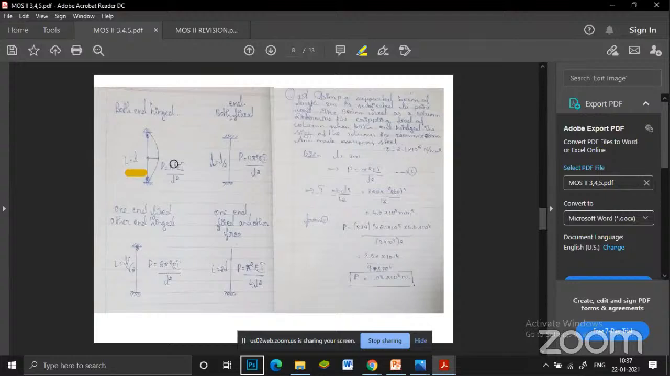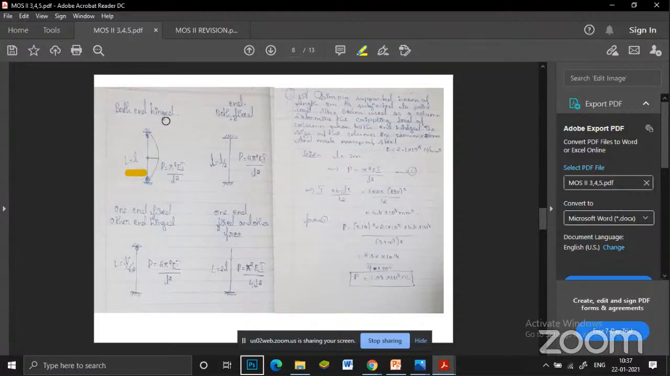In the case of both ends hinged, the same thing. If L is 3 meters, it's 3 meters; 4 meters means 4 meters. They will ask the question, how will you find the length for both ends hinged? So you must be ready. Here itself we can ask 3 or 4 more questions in this single case, both ends hinged.